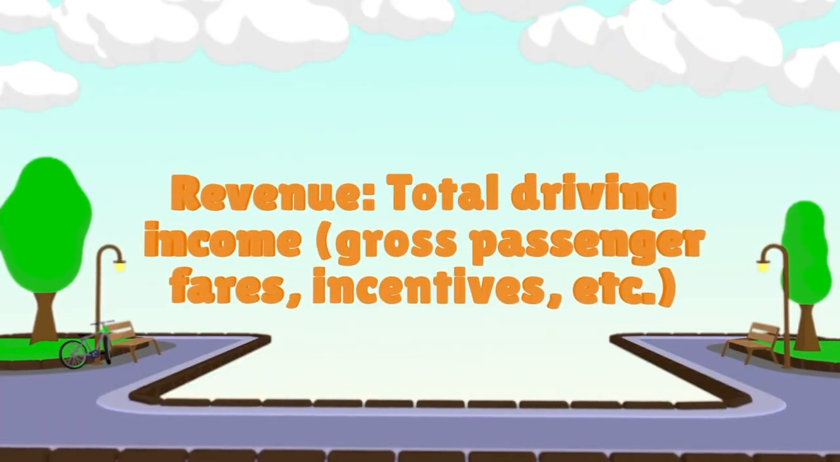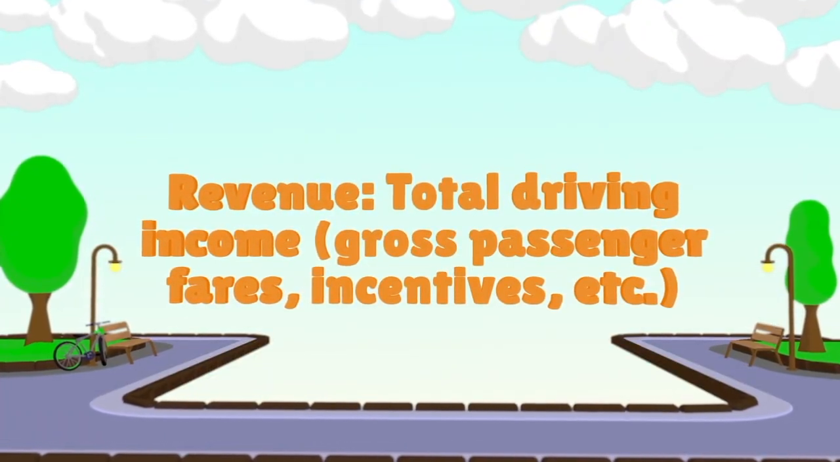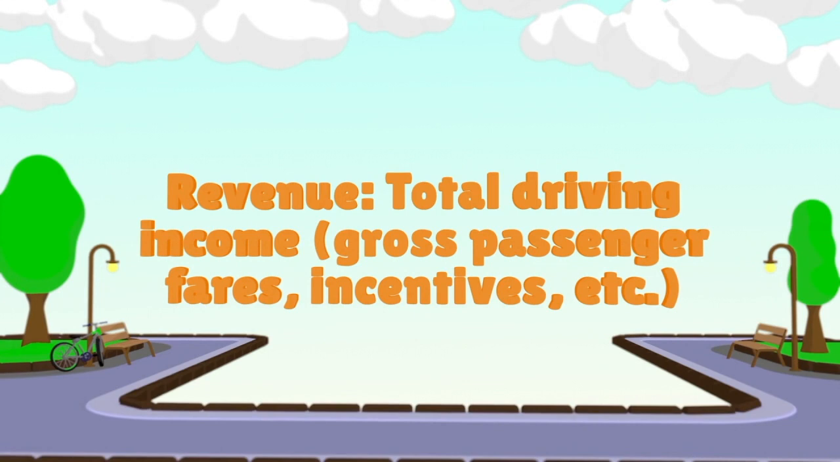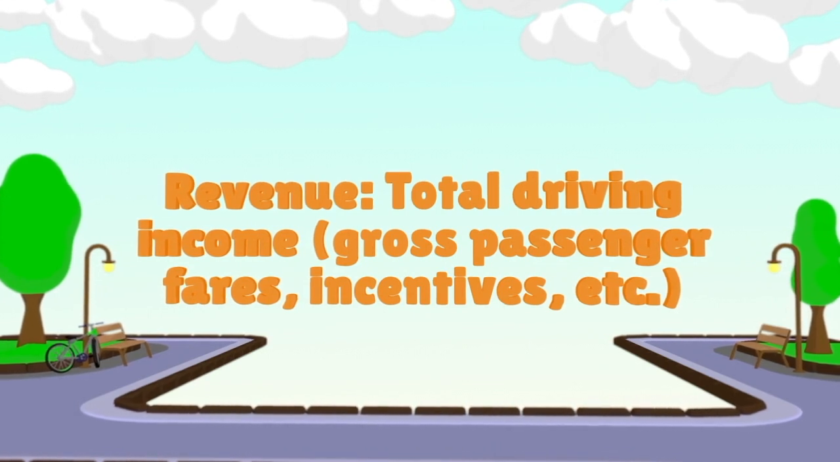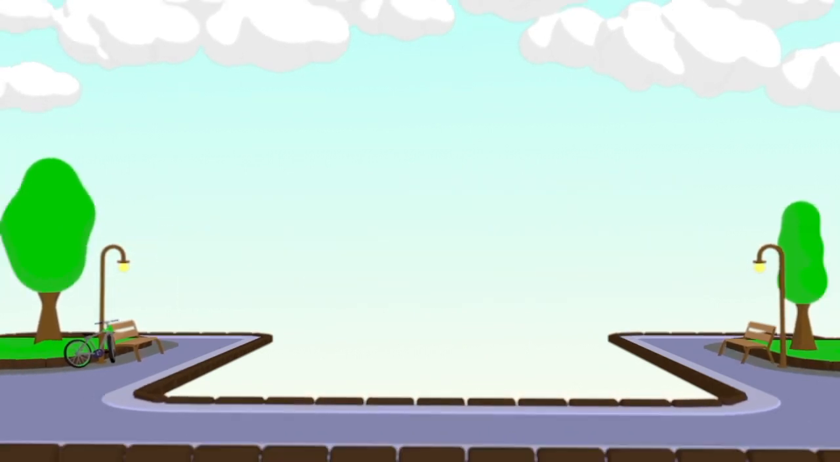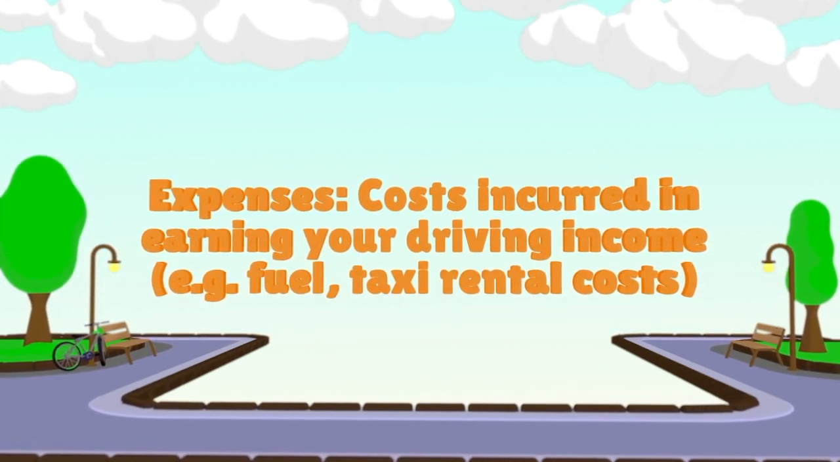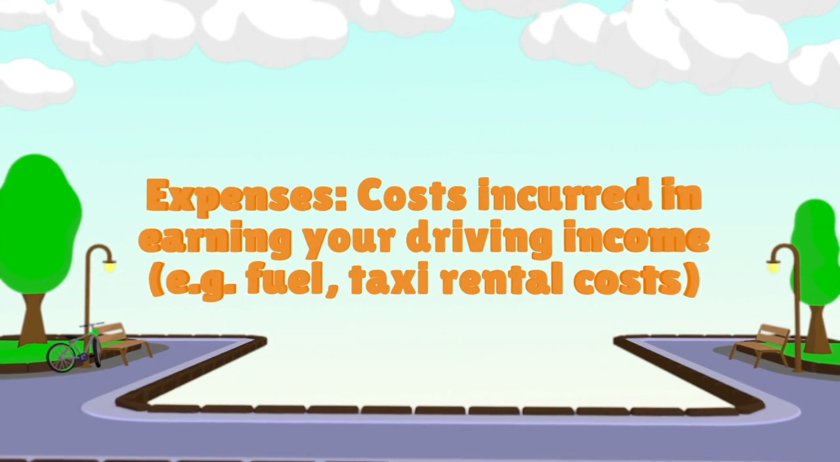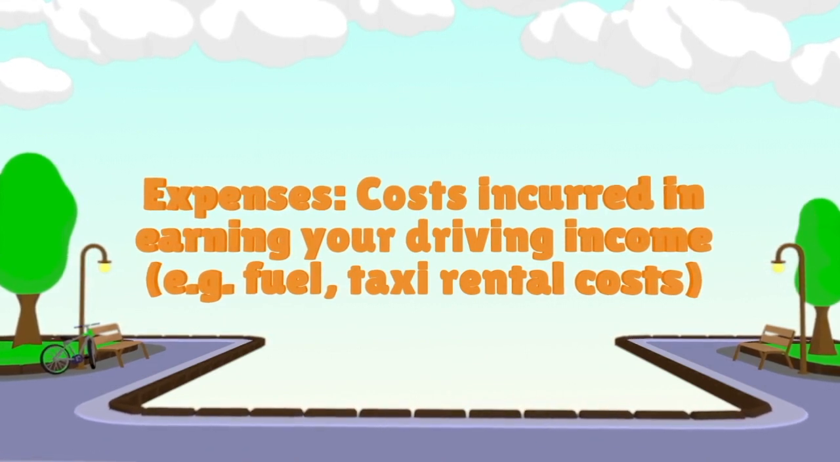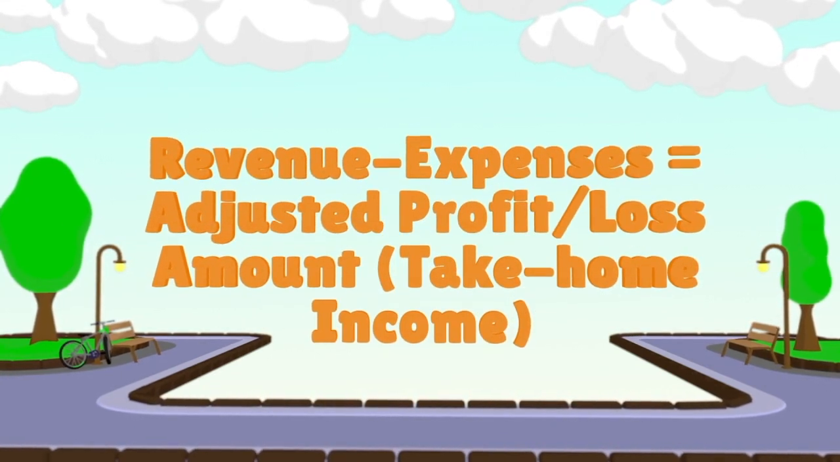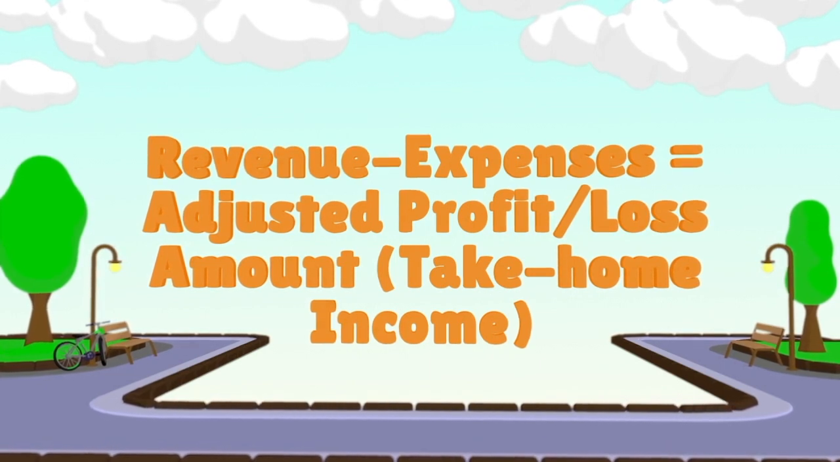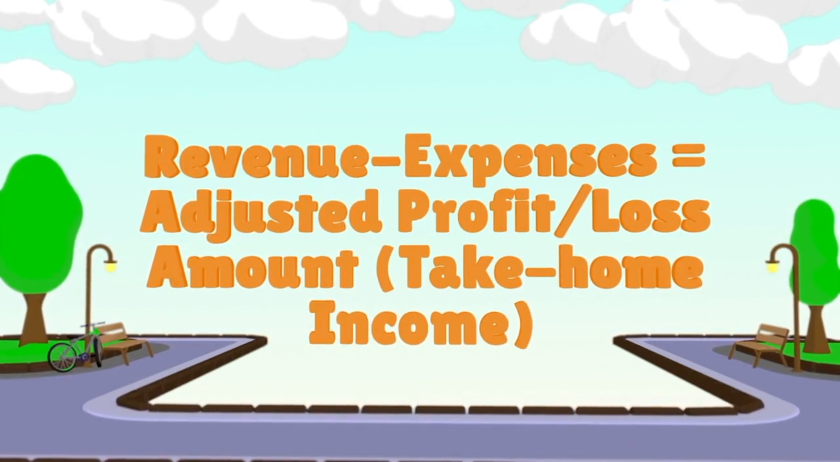Revenue refers to the total driving income, which includes passenger fares, incentives, rebates, promotion, and miscellaneous payments. On the other hand, expenses refer to costs incurred in earning your driving income, such as fuel and taxi rental costs. Expenses are deducted from revenue to form the adjusted profit or loss amount, or take-home income.